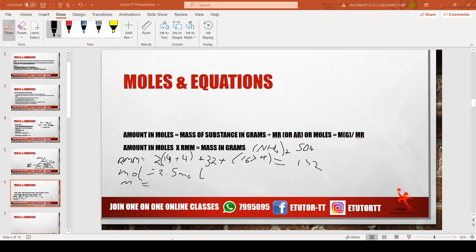330 grams. Now let's see if that's true. So we have 132 multiplied by 2.5, and work it out, you do get 330 grams. Good job, good job. That's correct. Loving the answers, loving the answers.